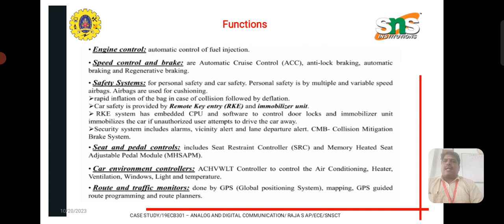Security systems include alarms, vicinity alert and lane departure alert. Collision mitigation brake systems are very useful for long drives in hilly areas. Seat and pedal controls mainly include the seat restraint controller and a memory heated seat adjustable pedal module. Car environment controls are mainly useful for controlling the air conditioning, heater, ventilation, windows, light and temperature. Route and traffic monitoring is done by GPS, that is, global positioning system, mapping, GPS guided route programming and route planners.